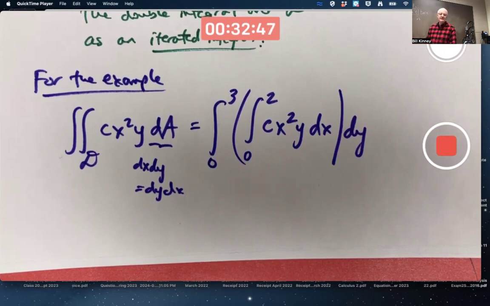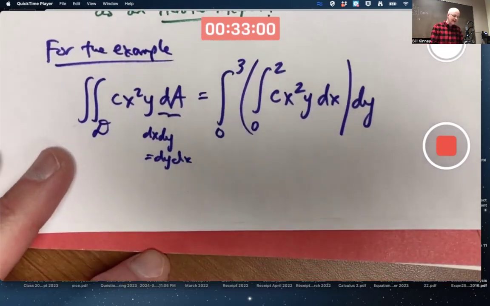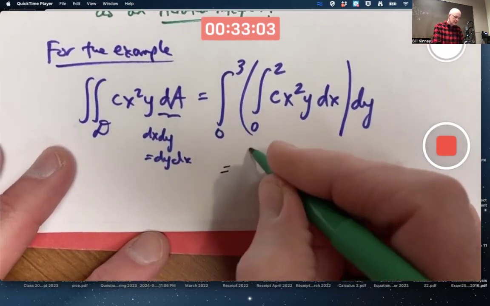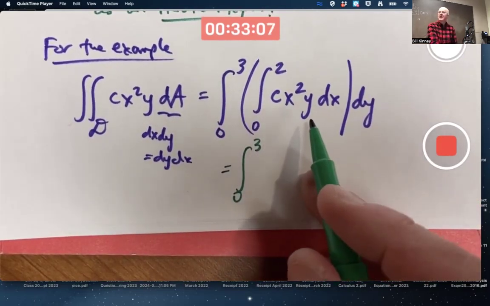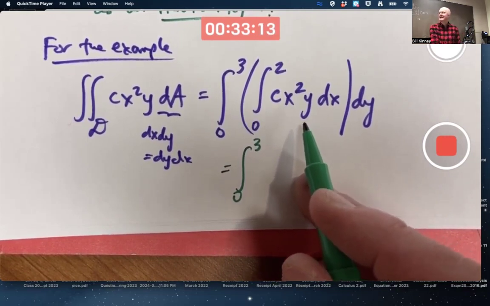However, most of the time, most people don't bother drawing parentheses. They just realize in their minds there's an inner integral and an outer integral. And you just do it step by step, kind of analogous to doing partial derivatives. If I were to differentiate this with respect to x, I treat the y as a constant. Now I'm integrating with respect to x. I'll treat the y as a constant still.